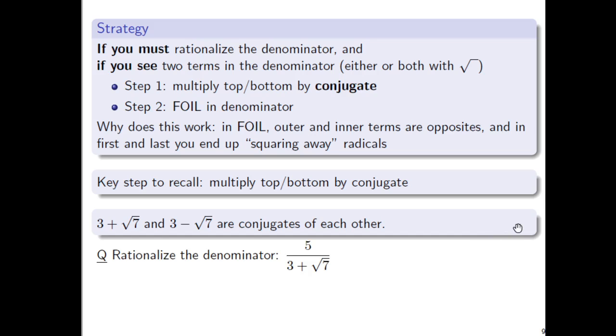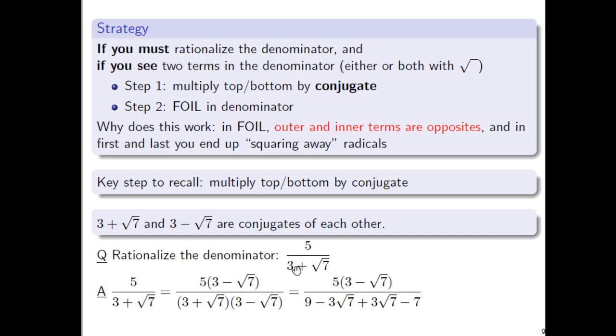So let's take a look back at the example we just got stuck on earlier. We'll rationalize the denominator in 5 over 3 plus root 7. So instead of multiplying the top and bottom by root 7, which we saw just a moment ago didn't work, we're going to multiply top and bottom by the conjugate. So there's this 3 plus root 7 here. The conjugate is 3 minus root 7. We'll multiply by that on top and bottom.